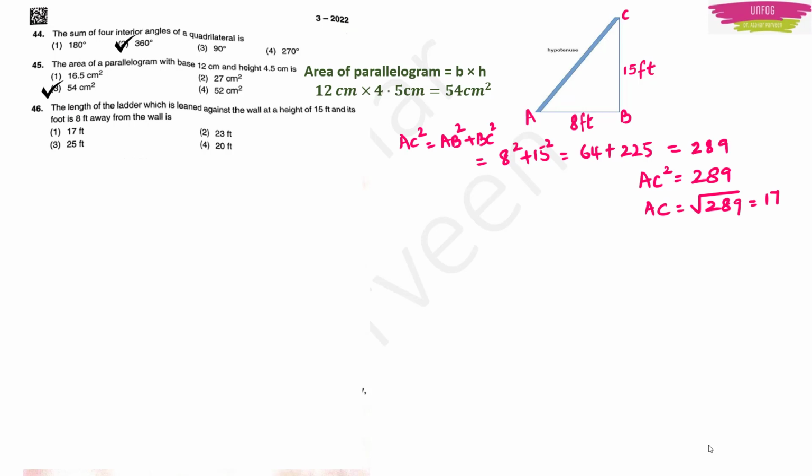This AC will be the length of the ladder. This AC square will be equal to AB square plus BC square. You put the value of AB and BC and take their squares. At last you get AC square is equal to 289, or AC will be square root of 289. Square root of 289 is 17. That's why the length of that ladder will be 17 feet. Option 1 will be the right answer.